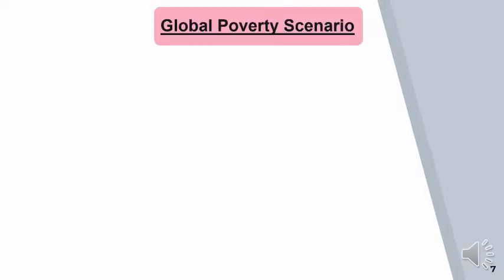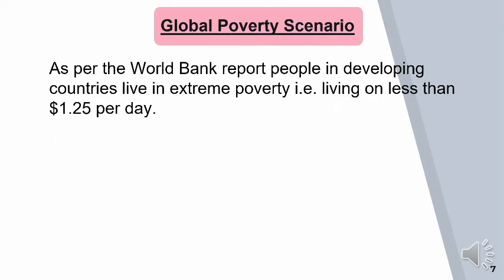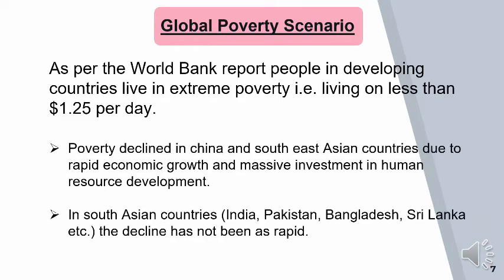Global poverty scenario. According to the World Bank report, people in developing countries live in extreme poverty, that is, living on less than $1.25 per day. In China and Southeast Asian countries, poverty declined as a result of rapid economic growth and massive investment in human resource development.